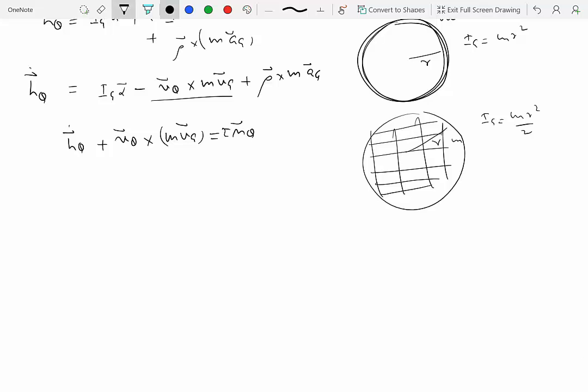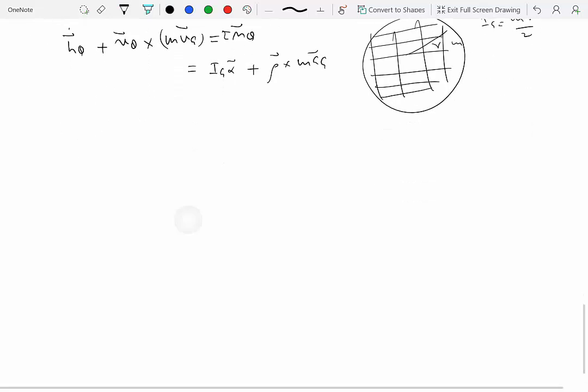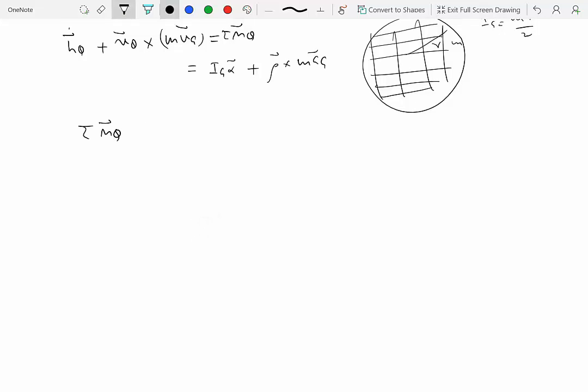That's the moment of the forces about point q. And on the right hand side, we have Ig alpha plus rho cross m ag. So let me write this again because this is an important equation. Sigma Mq is equal to Ig alpha plus, instead of rho now, I'm going to write R of g with respect to q cross m times ag.